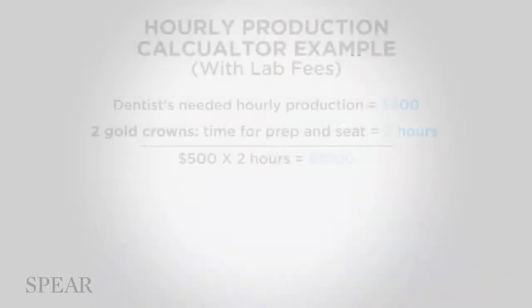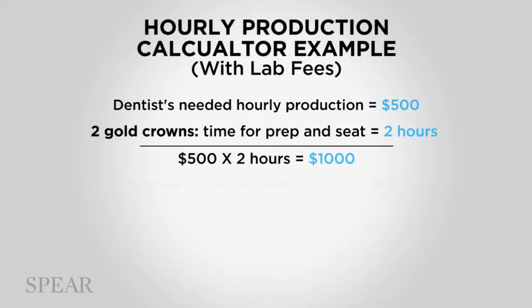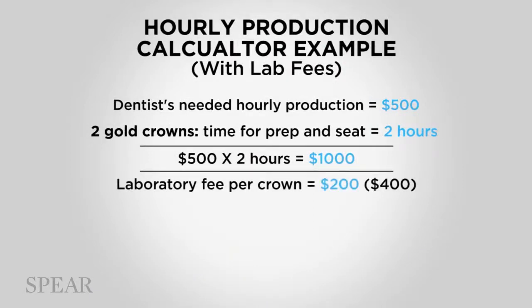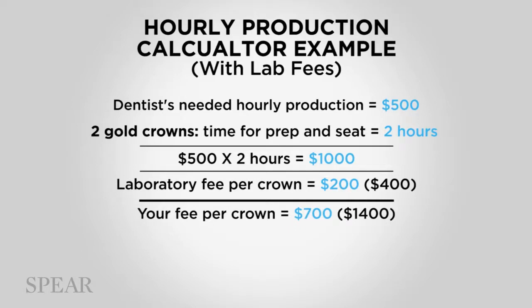And again, just because it's easy math, I'm not telling you what the lab fees are going to be for your labs, but let's just say that you had a lab that charged you $200 for each crown. Well, that means for those 2 gold crowns, you'd have $400 in lab fees. So you need the $1,000 and you got a $400 expenditure to the lab. So that means you have to charge $700 per crown to make $1,400 so you can pay the lab and have your profitability.